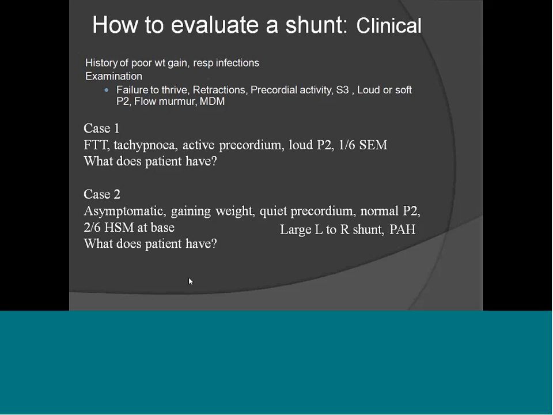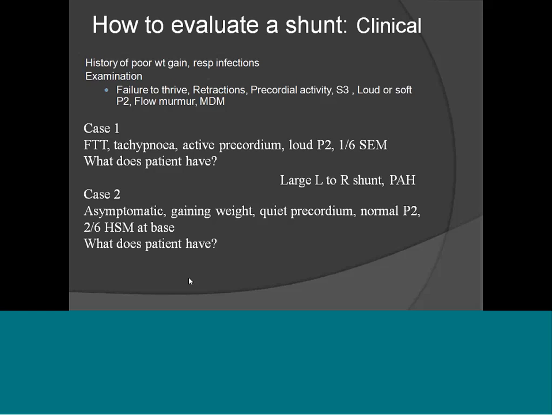Okay, that's good. Case 2, he's asymptomatic, he's gaining weight, he has a quiet precordium, he has a normal P2, he has a 2/6 holosystolic murmur at his base. What do you think this patient has? Why do you say innocent murmur? Holosystolic would not be innocent, right? Because innocent would typically be a systolic ejection murmur. So holosystolic, you would still be thinking of a VSD.